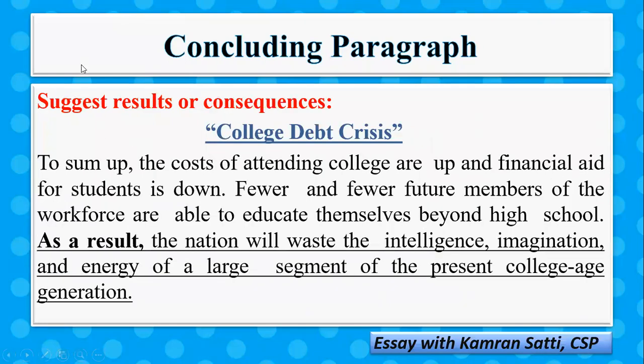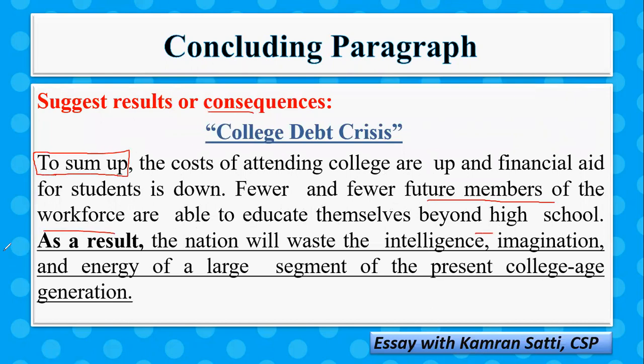The second approach which we discussed was that we suggest a result or consequences. Once again, "To sum up" is signaling to the examiner that this is our concluding paragraph. To sum up, the costs of attending college are up and financial aid for students is down. Fewer and fewer future members of the workforce are able to educate themselves beyond high school.